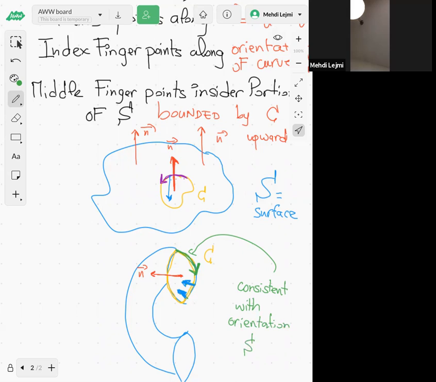Because the thing is, if I stop sharing the screen, I'm going to lose everything in the board.